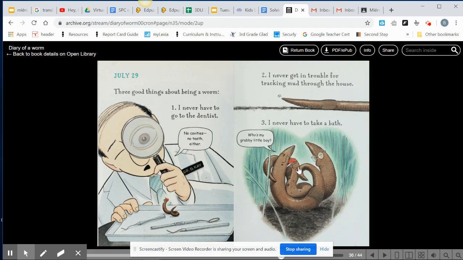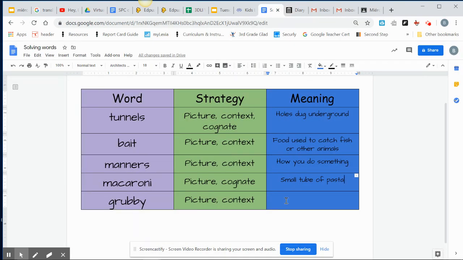So from the words and what we see in the picture, what do you think that grubby means? Okay. If you said grubby, it means that he is dirty or unclean, you are correct. Okay, so grubby means dirty or unclean.